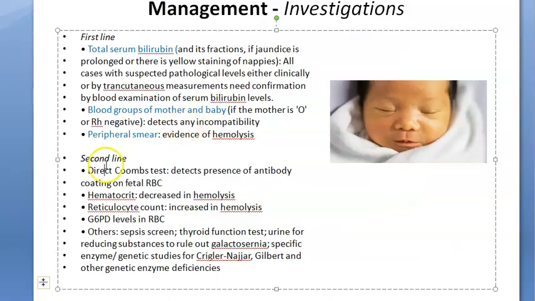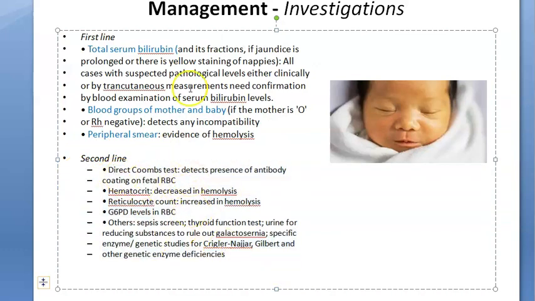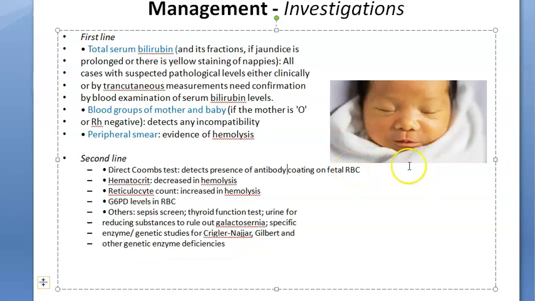Okay, then coming to the second line. Second line, you will do direct Coombs test. What is direct Coombs test? Direct Coombs test is done on whom? On the baby, right? So you will detect the presence of an antibody coating on the fetal RBC.